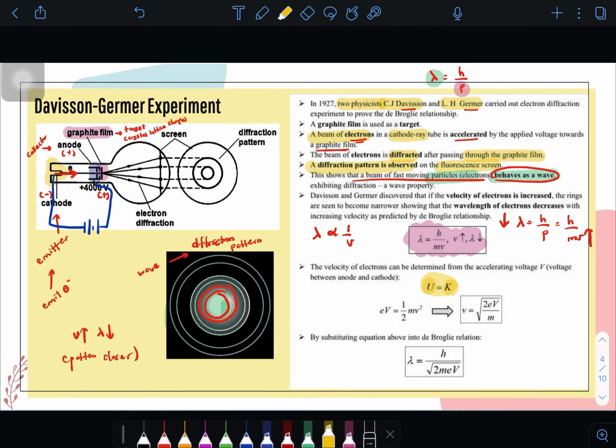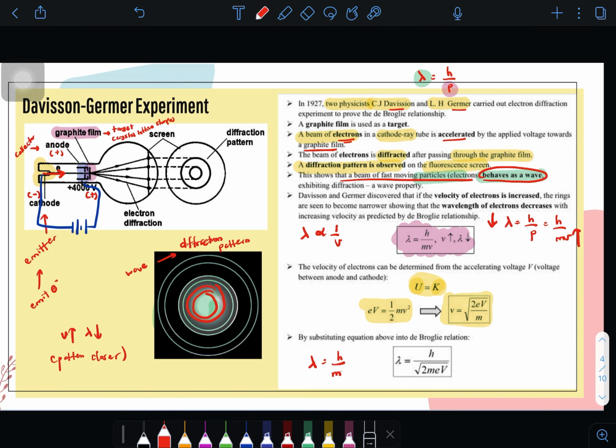So bila kita gantikan velocity ke dalam equation lambda equals h over mv, velocity yang ini kita gantikan dengan this equation, kita akan dapat lambda equals h over square root of 2meV. So this is another de Broglie equation. Okay, so asalnya ini. Tapi kita just substitute sebab dia dah bergerak, dia dah ada velocity, kita substitute dengan equation v yang ini, kita akan dapat another equation lambda equals h over square root of 2meV.